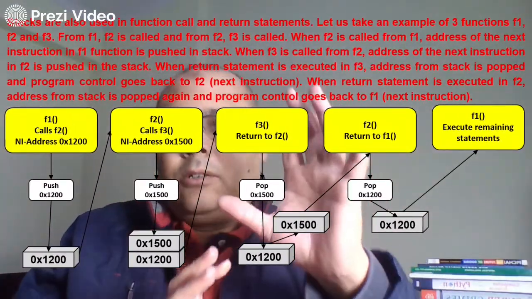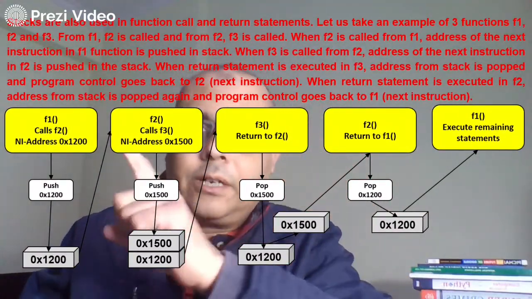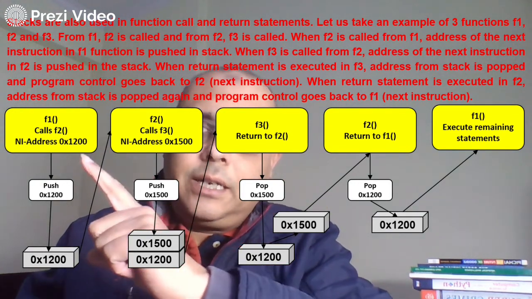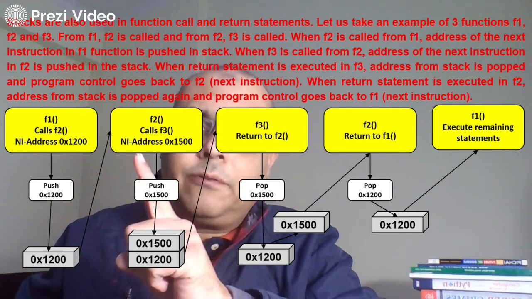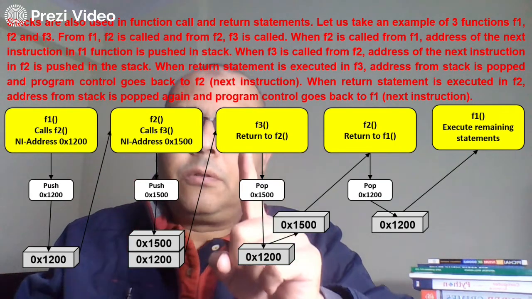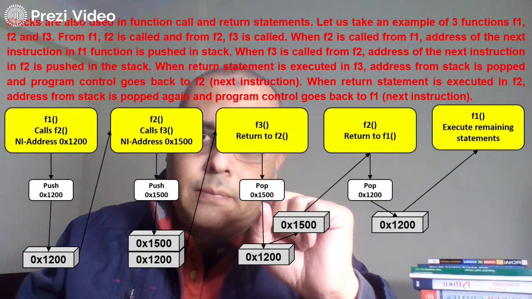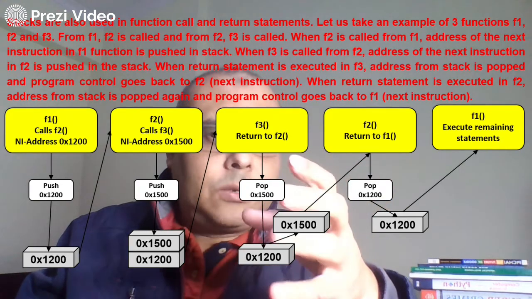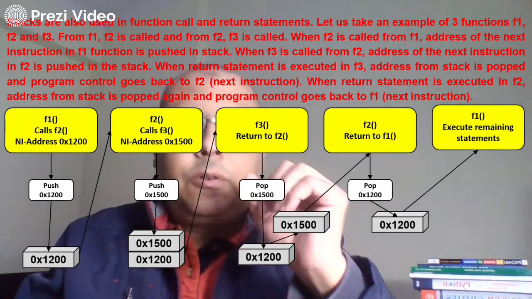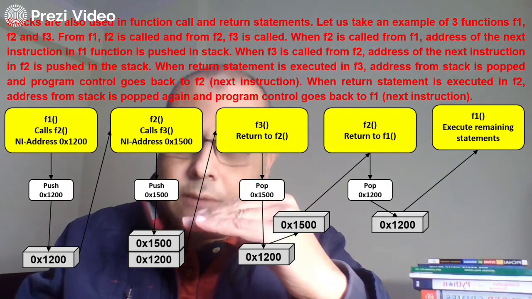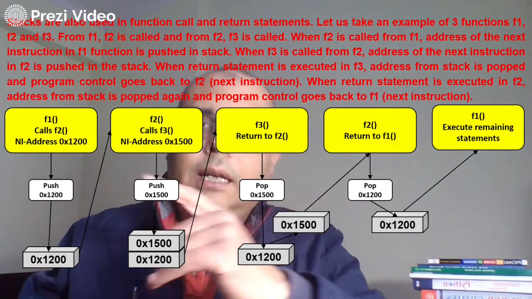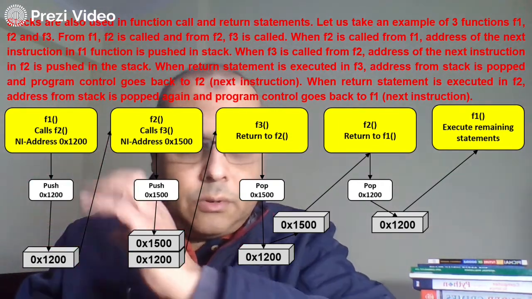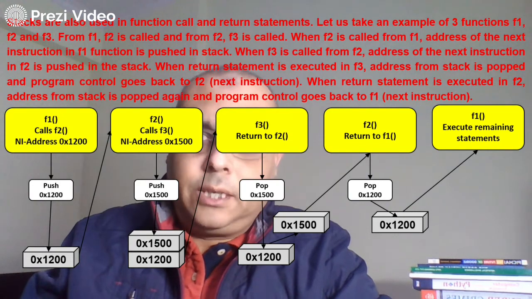Now let's assume that we have three functions: function f1, f2 and f3. From function f1 we are going to call function f2. From function f2 we are going to call function f3. Now once the statements of function f3 get executed, the control has to return to function f2, and once the statements of function f2 get executed completely, the control of the program has to return to function f1.